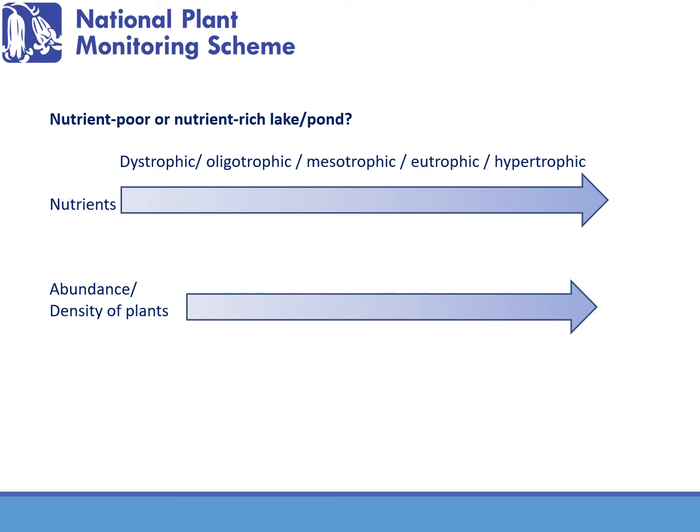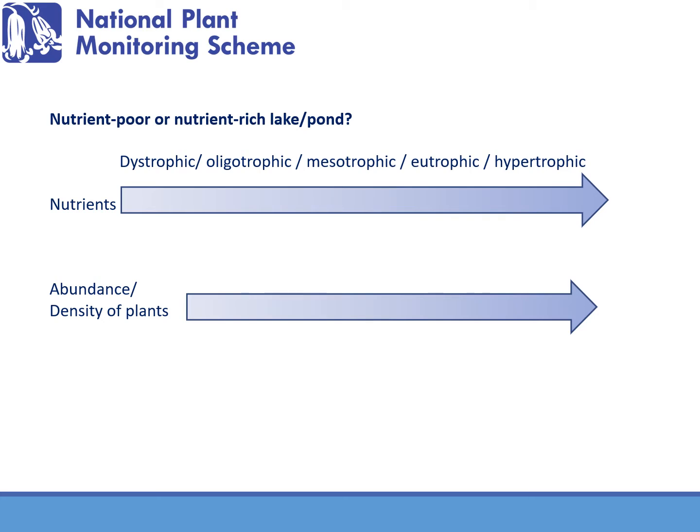Apart from water flow, one of the most important factors in influencing the species that you will find are the levels of nutrients within the water body. And we need to have an understanding of nutrient levels to help make that distinction in fine habitat between nutrient-poor lakes and ponds and nutrient-rich lakes and ponds.